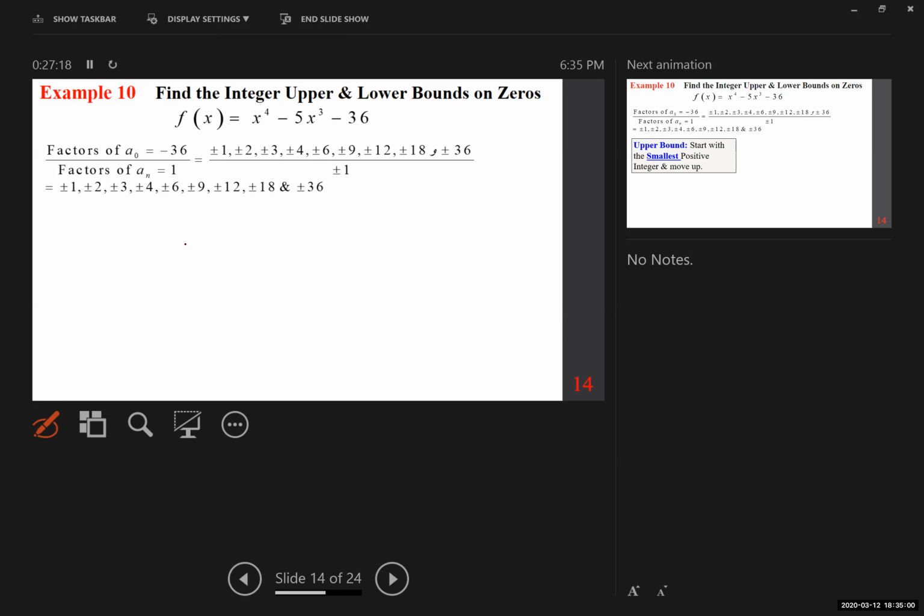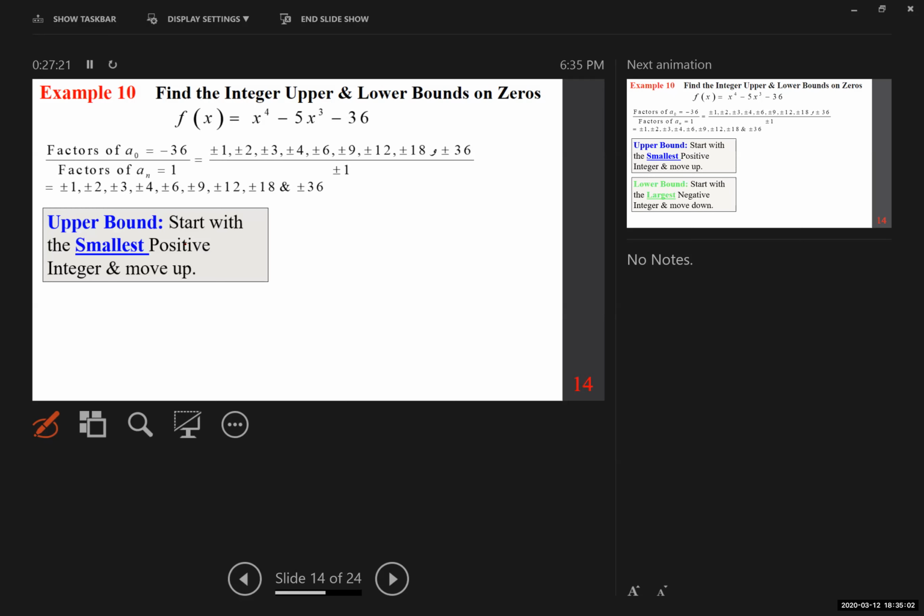The process is upper bound: start with the smallest positive integer and move up. For example, what is the smallest positive number here? So the process is we try 1. It works, we are done. That's the upper bound. What do I mean it works? That means we look at the last row. If it doesn't work, we move on with number 2, number 3, number 4, and we continue with number 6 and so forth.